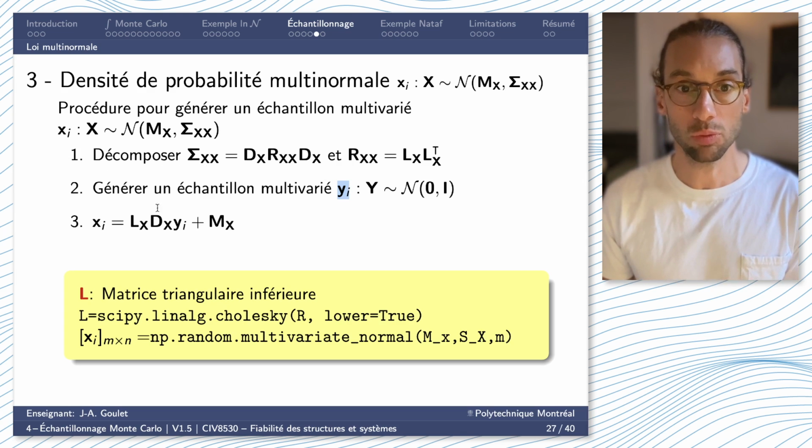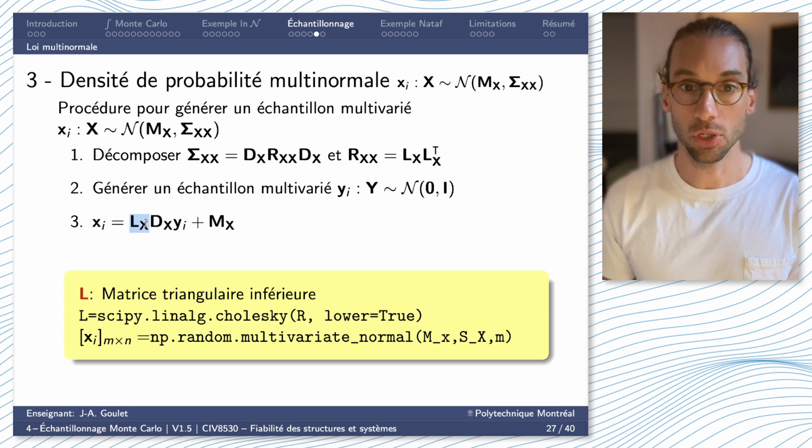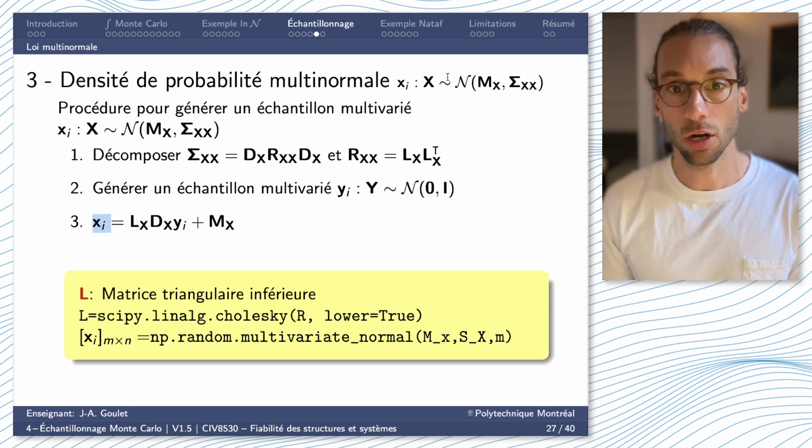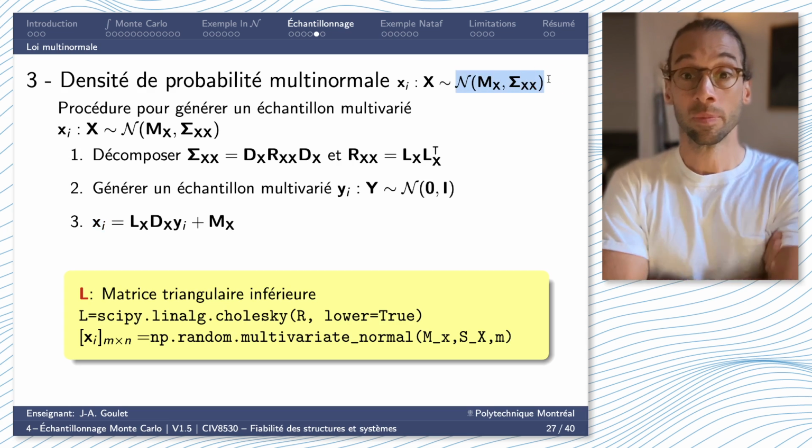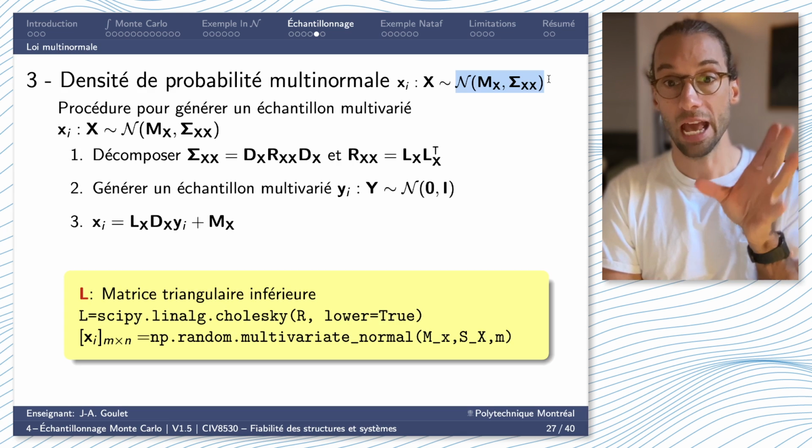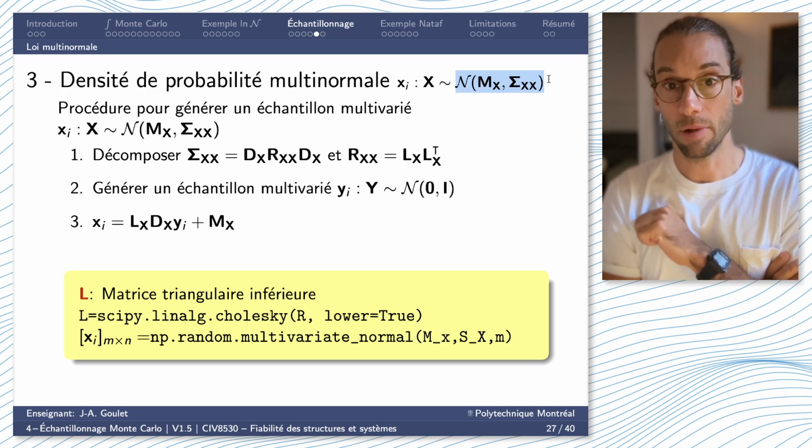So how do we do this? We take our samples yi, we multiply by our standard deviation matrix, we multiply by our Cholesky decomposition of our correlation matrix, and we simply add the mean value. So the results are going to be xi, which are taken from a multivariate Gaussian distribution with mean m of x and covariance sigma x.